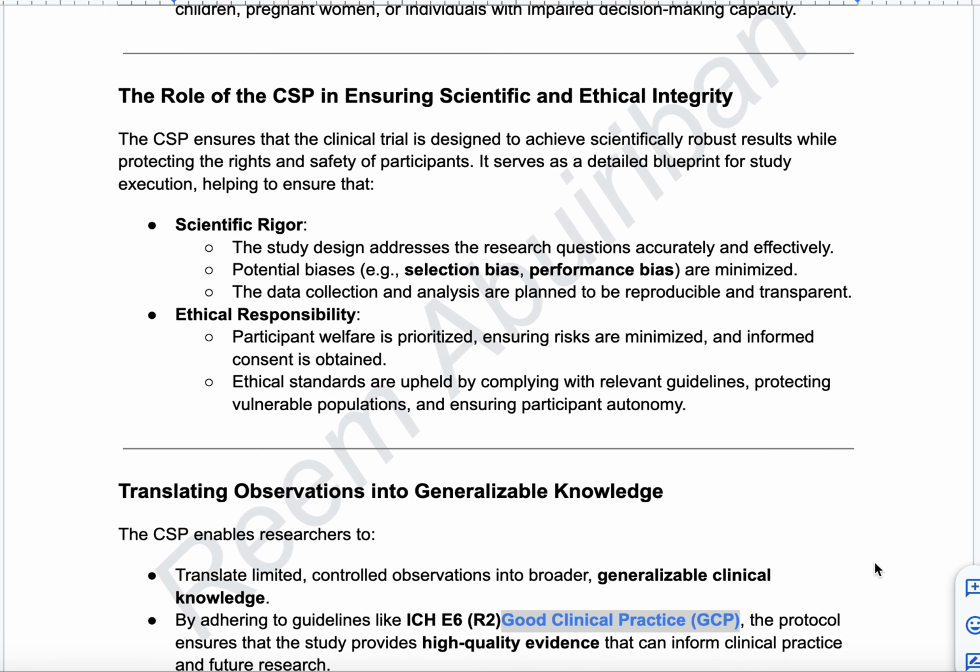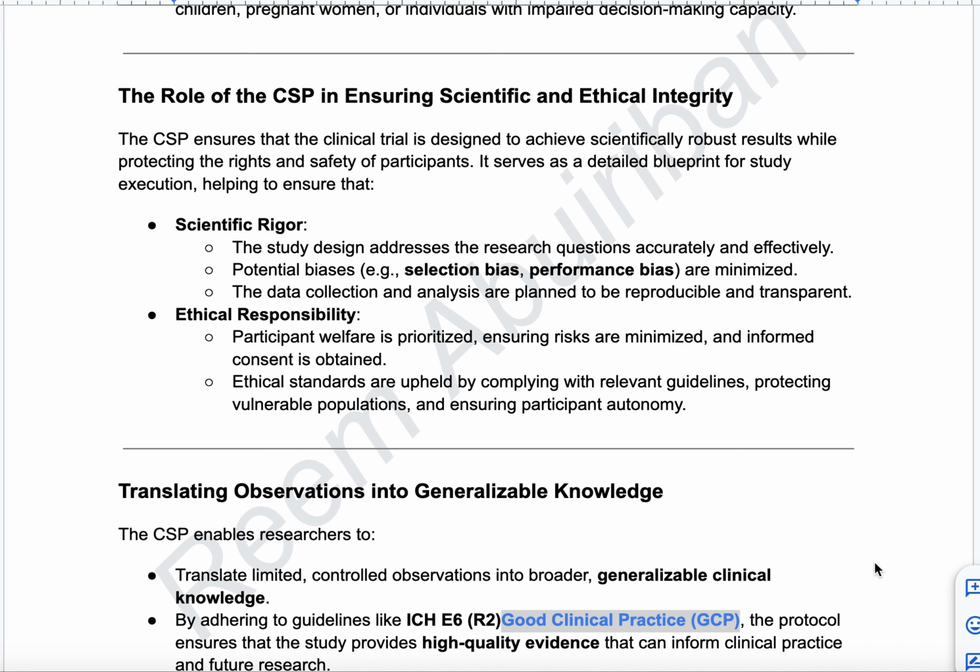And the role of the CSP in ensuring scientific and ethical integrity. It ensures that the clinical trial is designed to achieve scientifically robust results while protecting the rights and the safety of participants. It serves as a detailed blueprint for study execution, helping to ensure scientific rigor and ethical responsibility. So the first one is that the study design addresses the research questions accurately and effectively.